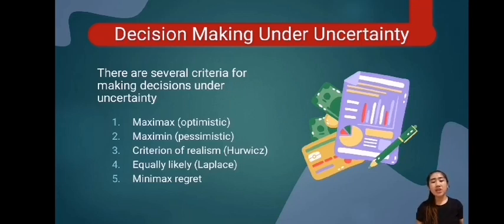So when a manager cannot assess the outcome's probability with confidence, or the probability data are not available, the environment is called decision-making under uncertainty. There are 5 criteria for making decisions. These are Maximax, Maximin, Criterion of Realism, Equally Likely, and Minimax Regret.